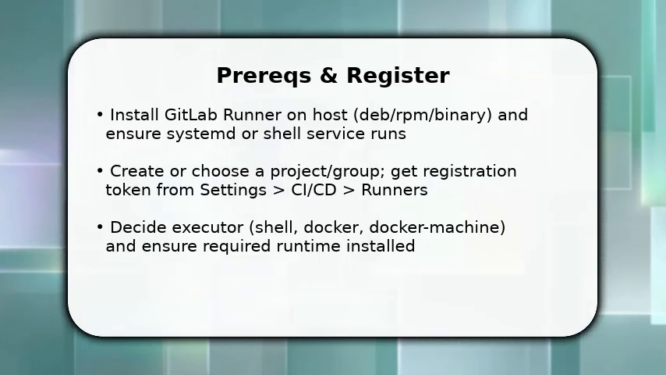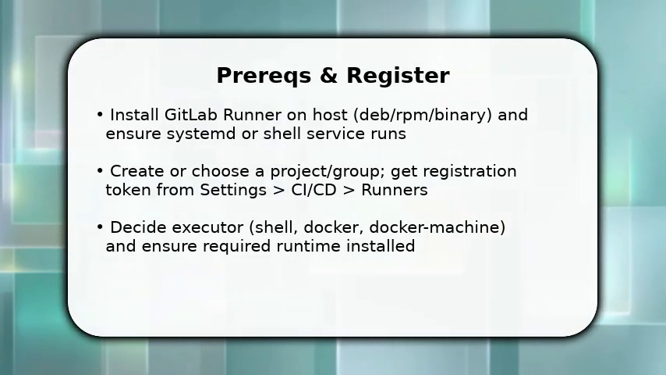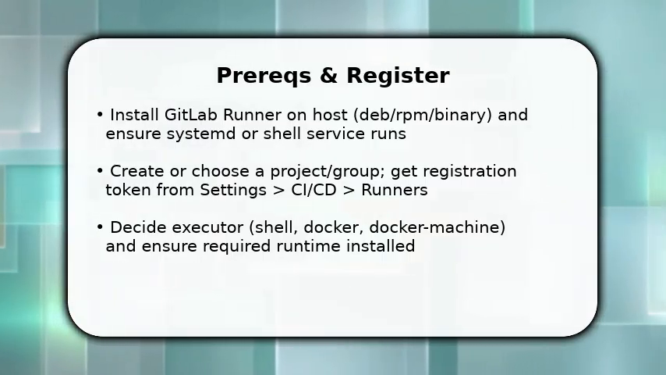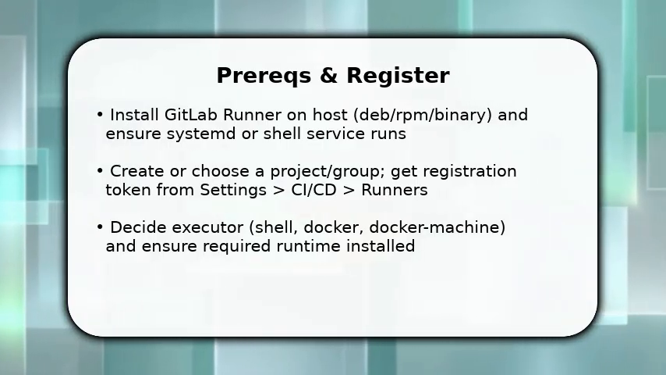Enjoy the video. You start by installing GitLab Runner and confirming the service is active. This gets you into action immediately. Next, open your project or group settings and copy the registration token. You'll need it in the next command.